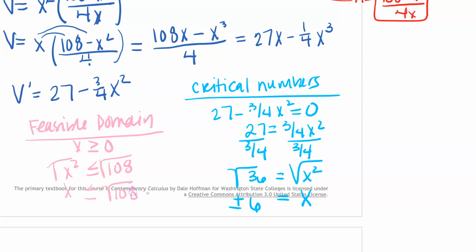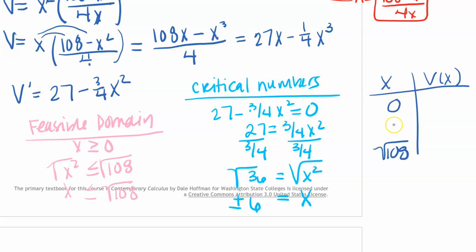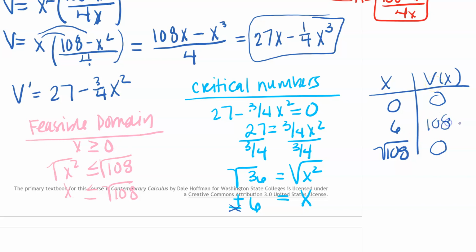So if we go back into our volume over here and we think about our critical numbers and our endpoints, we know that it's going to be between 0 and square root of 108, and 6 would be in the middle. Again, we're not using the negative because our side length cannot be negative. Plugging into our volume function, plugging in 0 gives us 0. Plugging in the square root of 108 also gives me 0, and I'm just plugging back into that volume formula, and plugging in 6 gives me 108.